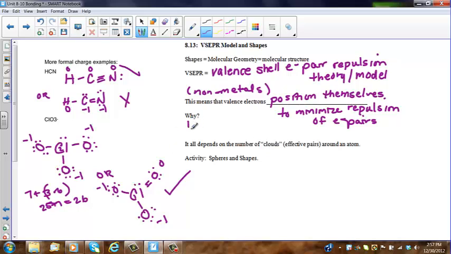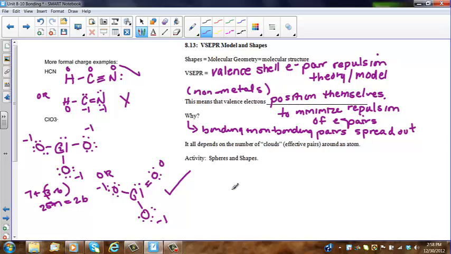And why does this happen? Well, basically nature, okay? Bonding and non-bonding pairs spread out. Because as you know, like charges repel. And it really depends on the number of clouds or electron pairs around an atom. And I'll kind of show you what I mean by that. And we're going to go through some pictures in the book.